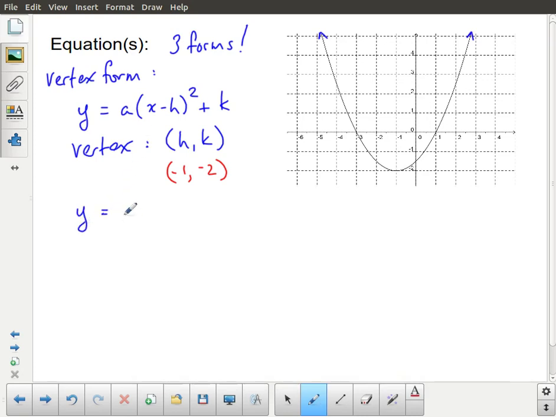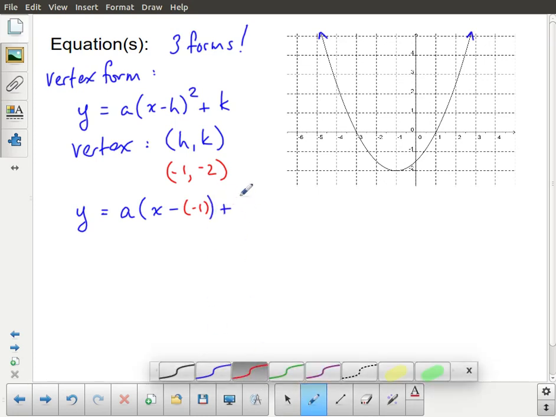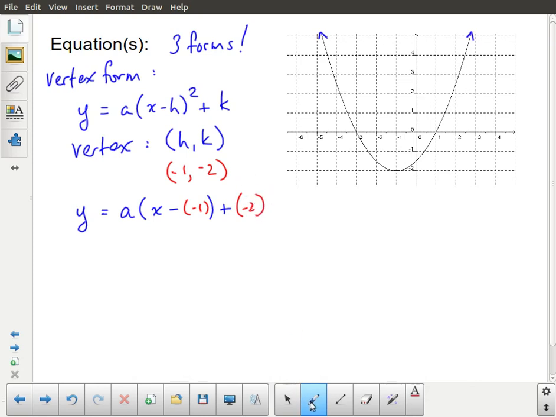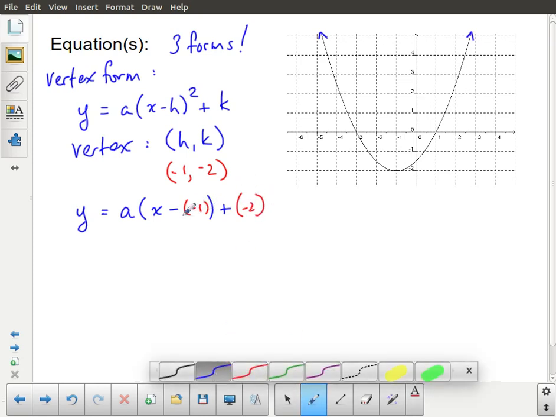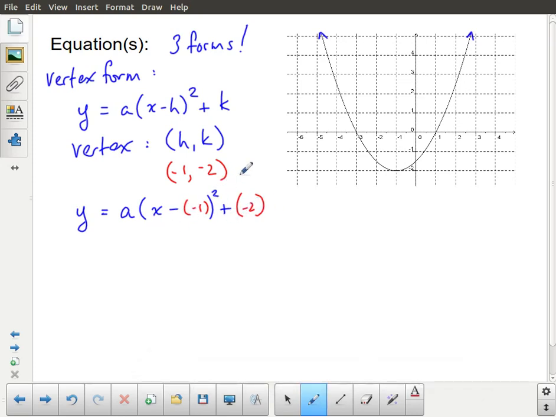y equals, we don't know this a value yet. It's going to be (x minus (-1)) plus, and the k value is -2. Notice I'm being really careful. I'm using brackets to ensure that I preserve the signs of things, to make sure I communicate this really clearly. I also missed a squared here. And now I'm going to continue. x minus -1 is x plus 1, all squared, and then plus -2 we would normally write as minus 2.